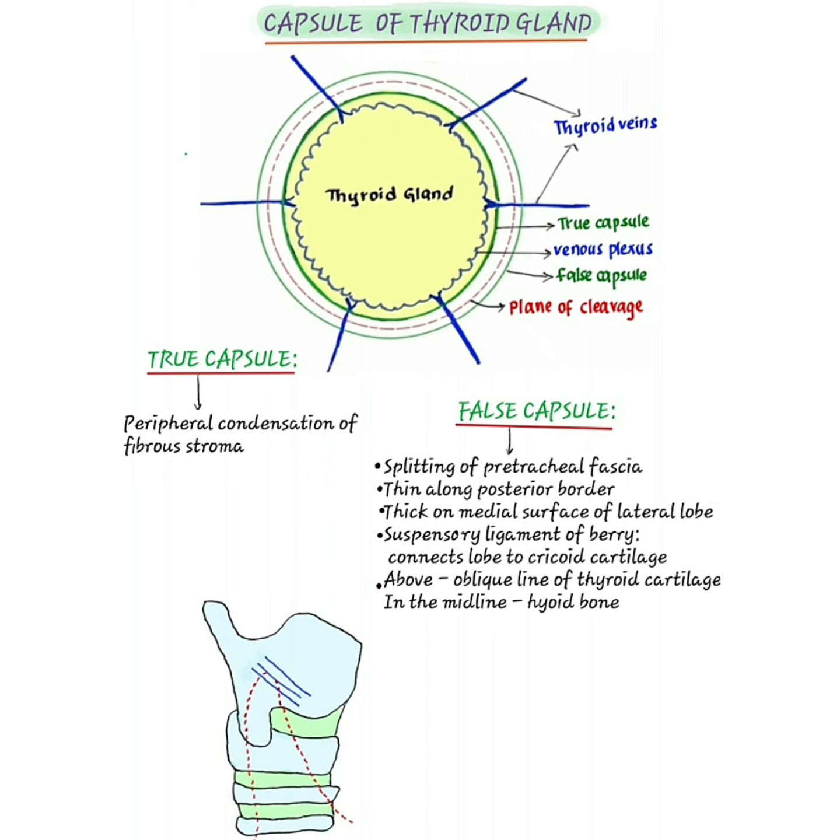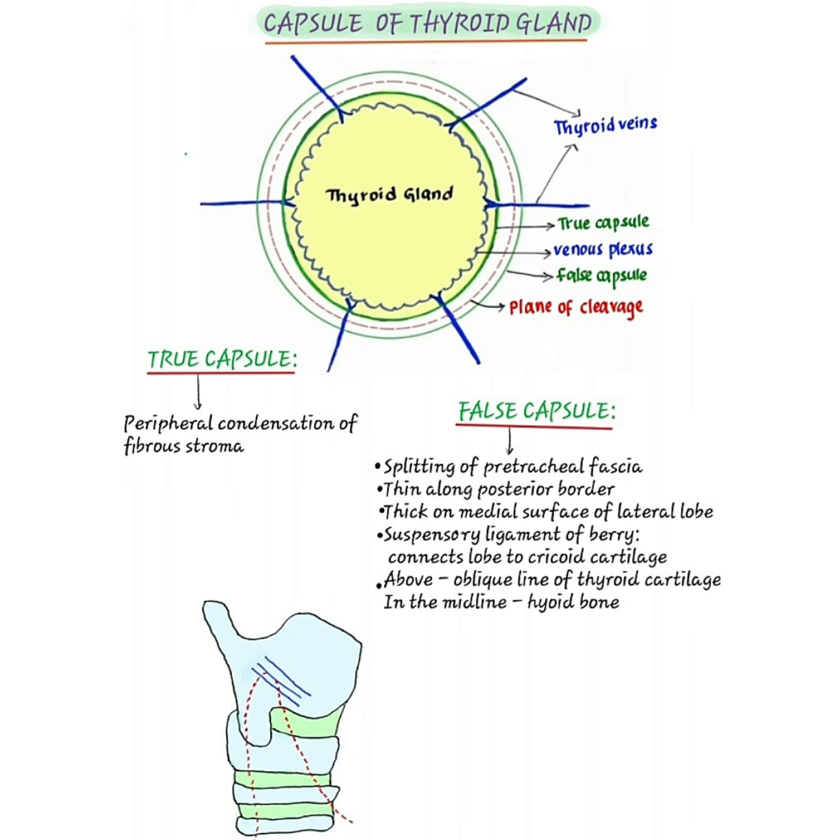Now let's see about the capsule of the thyroid gland. The thyroid gland is invested by two capsules, one is the true capsule and the other is the false capsule. You can see that the true capsule is inside: inner true capsule and outer false capsule.